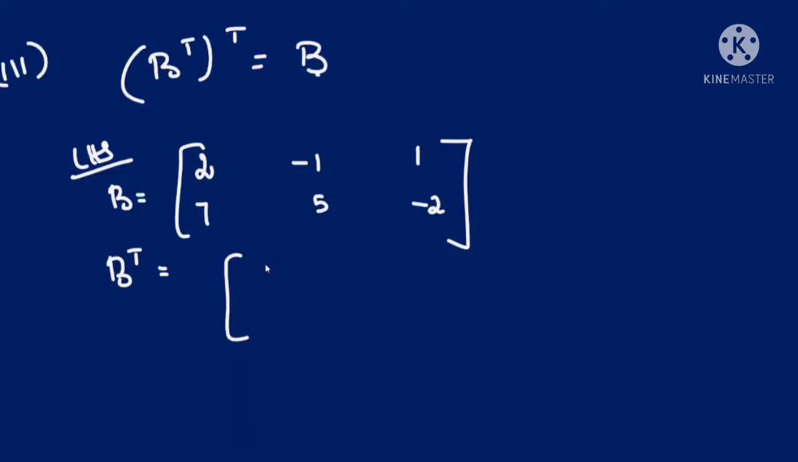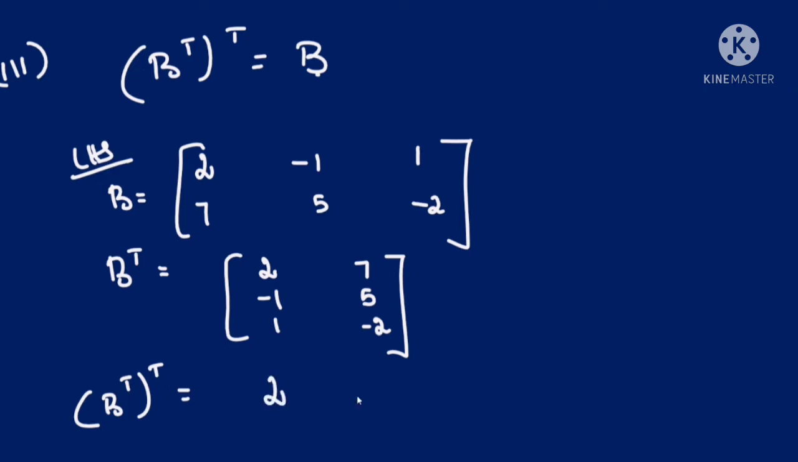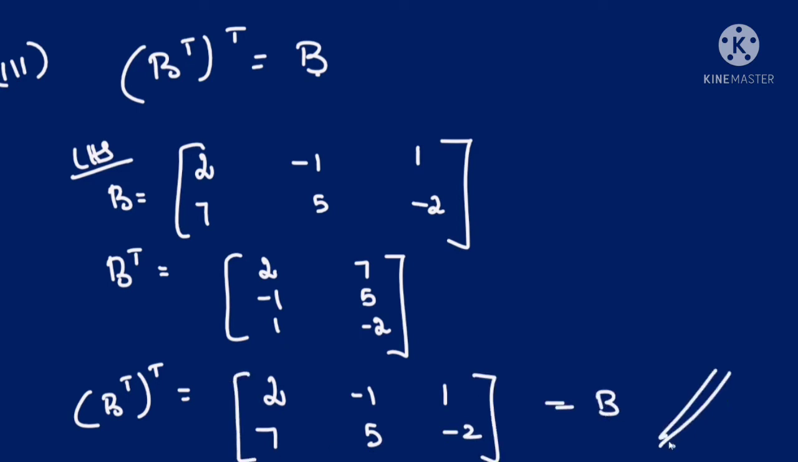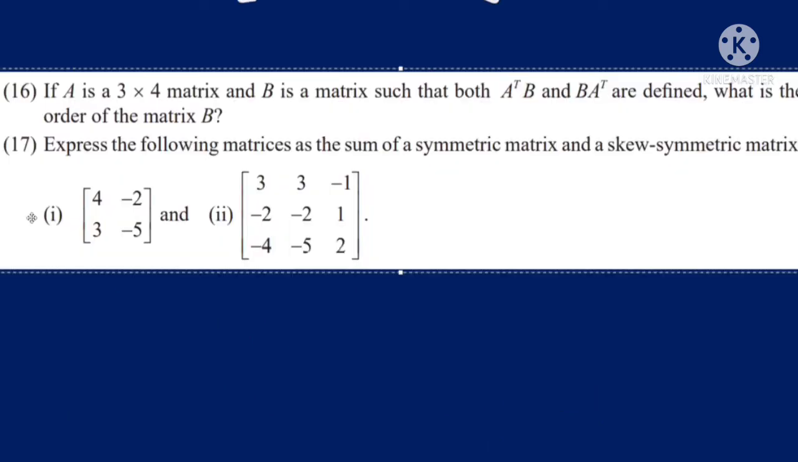First column will become first row. Second column will become second row. 1 minus 2. This is B transpose. What is the transpose of it? Take the transpose again. First column will become first row. 7, 5, minus 2. It is equal to B itself. That is equal to B. So we have proved. Question number 16.